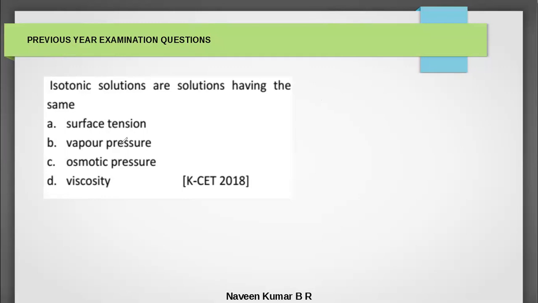We know that for isotonic solutions, their osmotic pressure is the same, phi 1 is equal to phi 2. And so option C is correct. The correct answer for the question is option C.